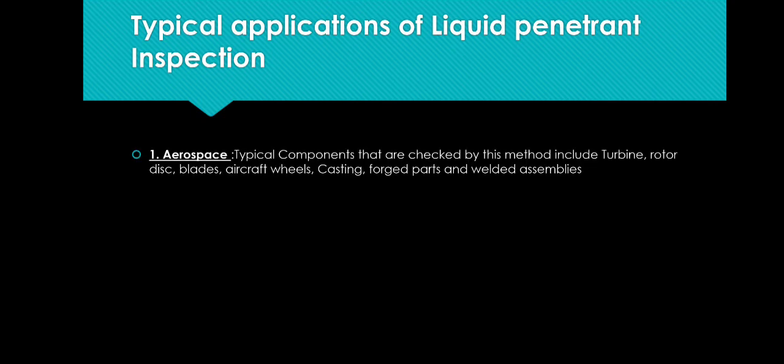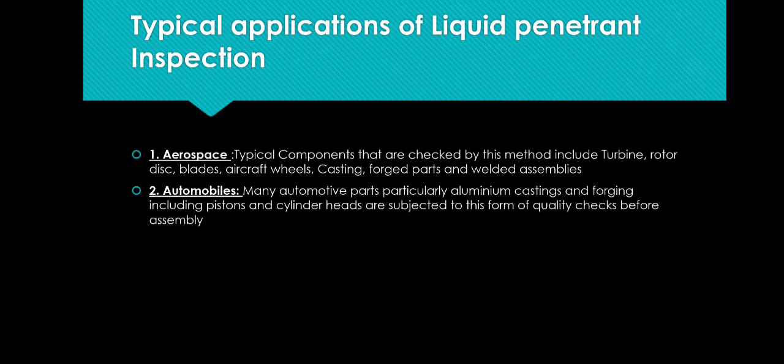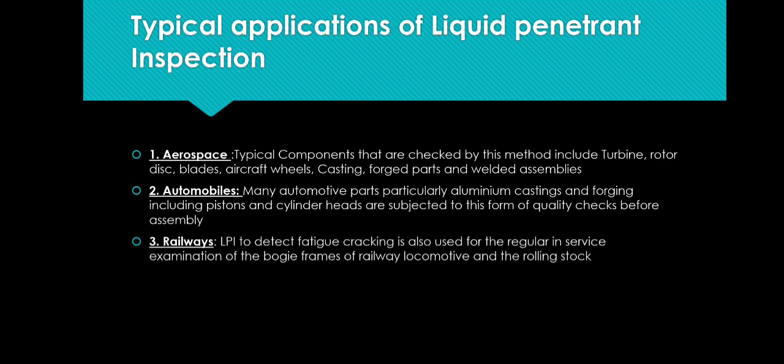Typical applications of liquid penetrant inspection. What are the typical applications of LPI? The first one is aerospace. In aerospace, typical components that are checked by these methods include turbine rotor discs, blades, aircraft wheels, castings, forged parts, and welded assemblies. In automobiles, many automotive parts, particularly aluminum castings and forgings, including pistons and cylinder heads, are subjected to this form of quality check before assembly. In railways, LPI to detect fatigue cracking is also used for the regular in-service examination of the bogie frames of railway locomotives and rolling stock.